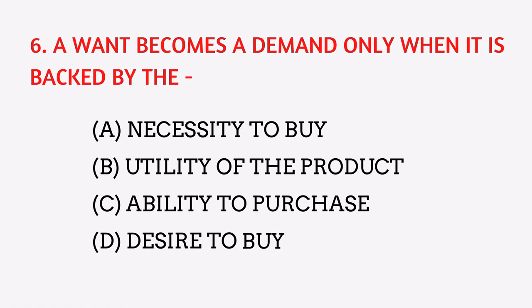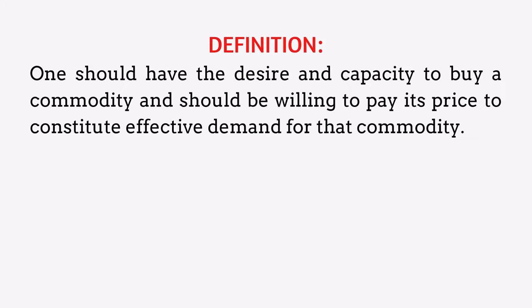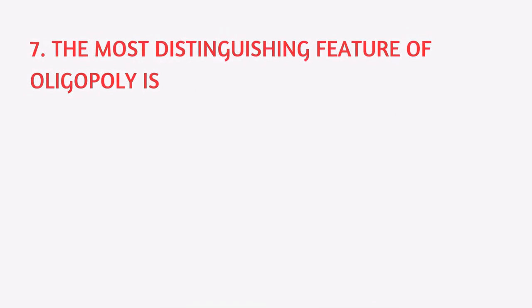A want becomes a demand only when it is backed by the... The answer is ability to purchase. One should have the desire and capacity to buy a commodity and should be willing to pay its price to constitute effective demand for that commodity.